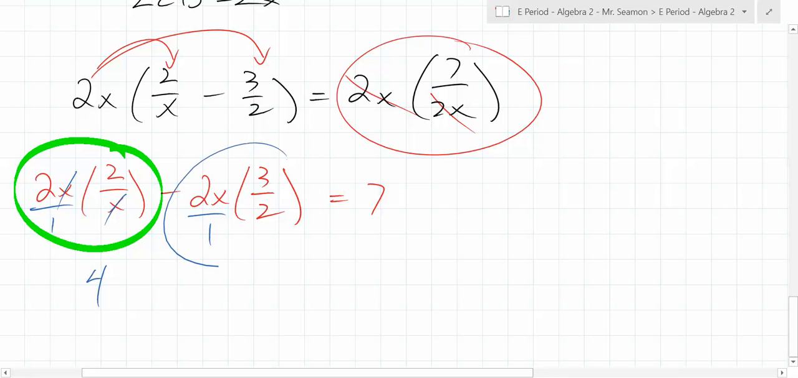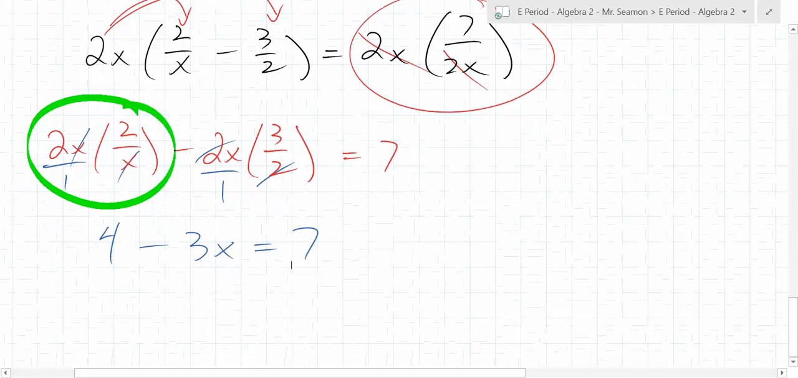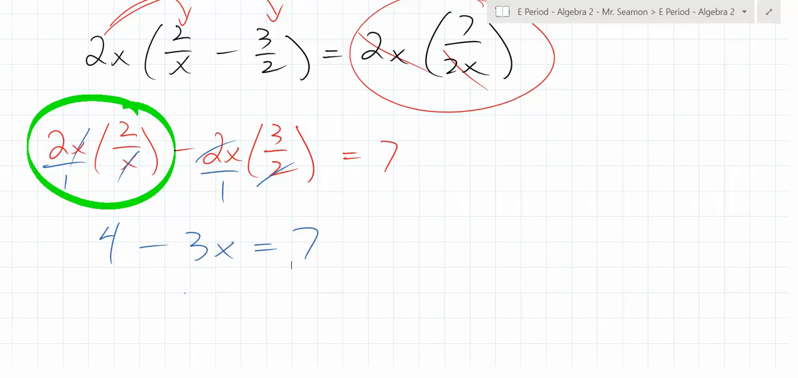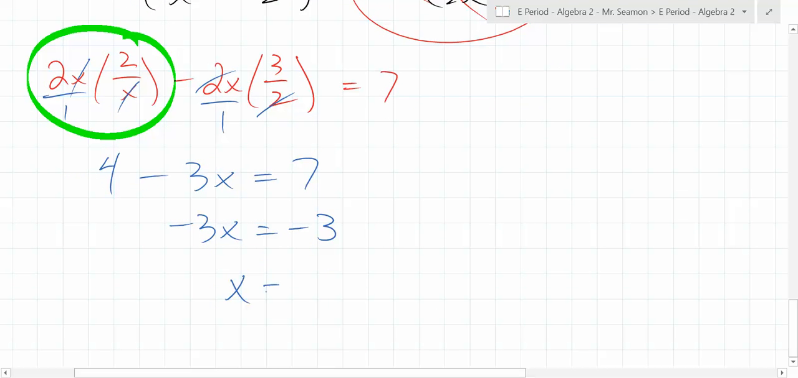What cancels on this one right here? What cancels right there? Milo, finish it. 2, so what are you left with? So minus 3x equals 7. Is that a bit simpler than what we started with? Sure, so you get negative 3x is equal to negative 3. So what does x equal?